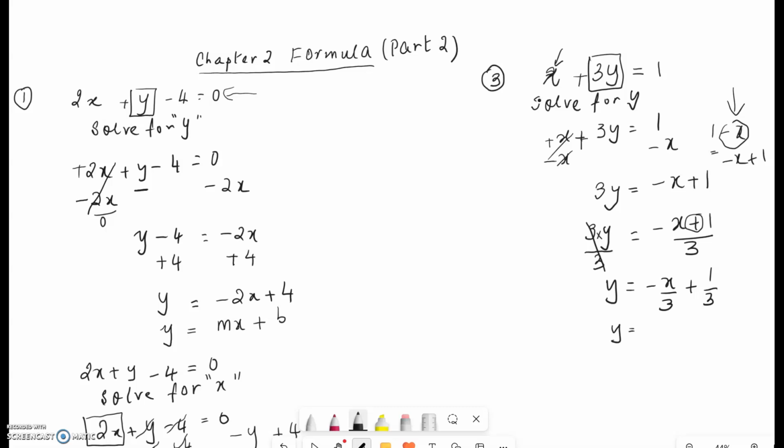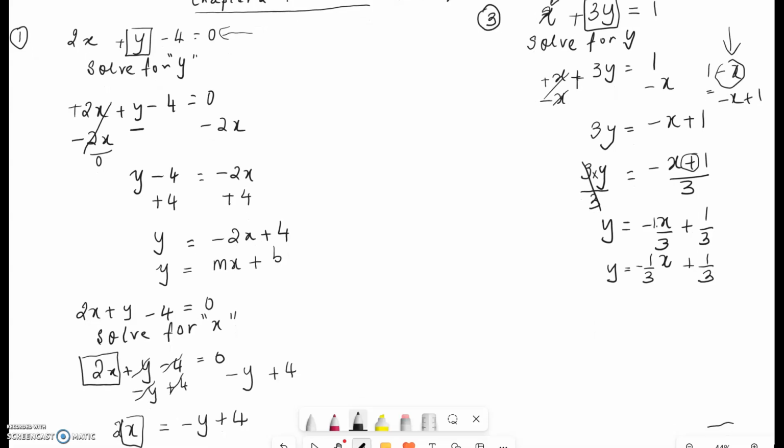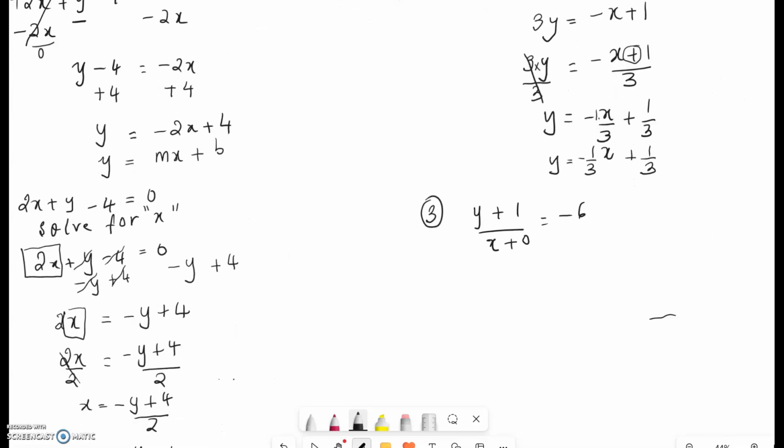So y equals, another way of looking at this is negative 1/3 x. Remember, that's 1 times x, so negative 1/3 is the fraction multiplied to x plus 1/3. Again, let's say we want to solve for y.